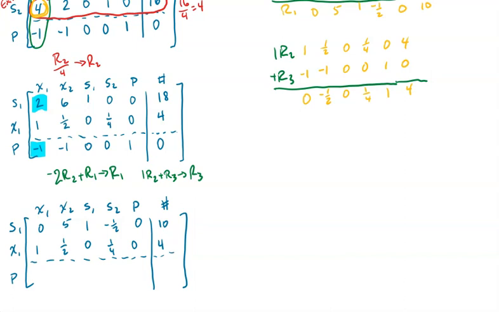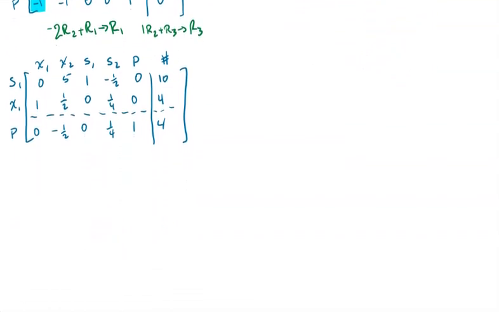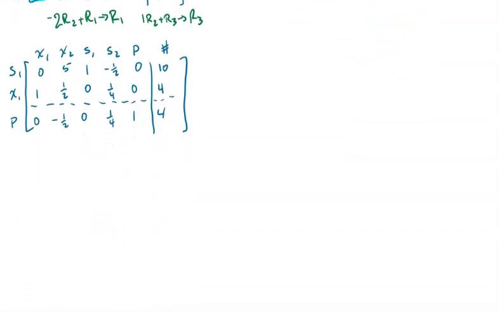And then P is -1, our new row 3 is 0, -1/2, 0, 1/4, 1, and 4. Okay, so here's the thing. I said that we'll know we're done if we have no negatives in the bottom row. Well, unfortunately, we do have a negative this time. So that basically means that we need to start this process over.